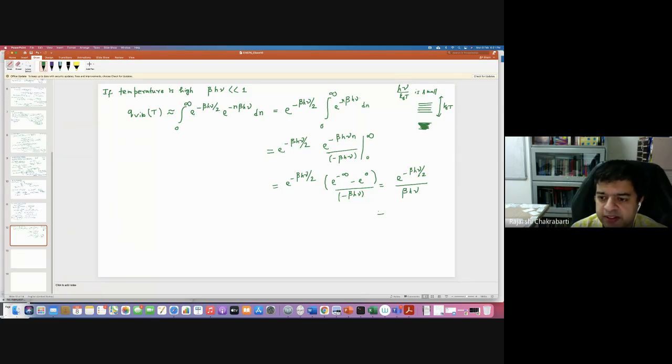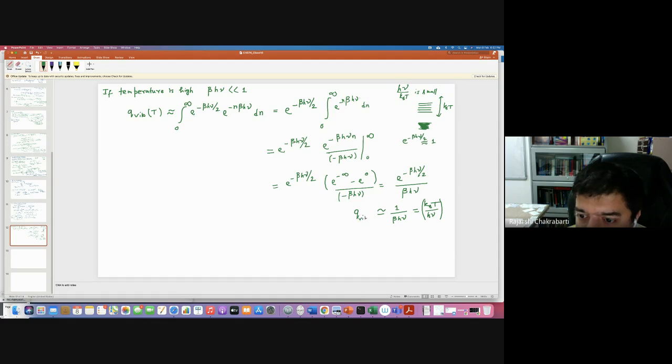But again, this is nothing but, because your beta is small, isn't it? Beta h nu is small, so it is over... This will give you 1 over beta h nu. This is your vibrational partition function at high temperature. Is it clear?